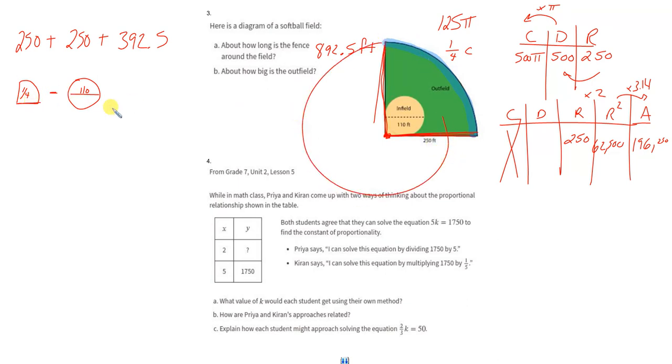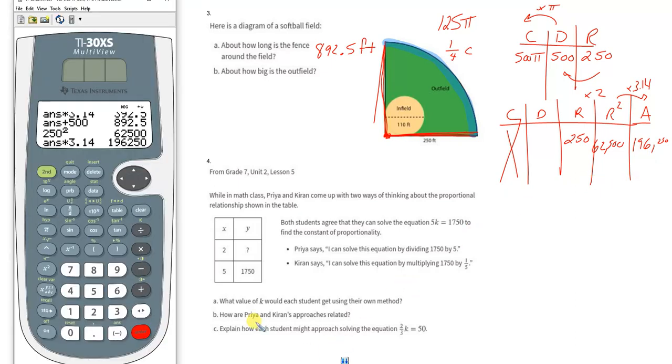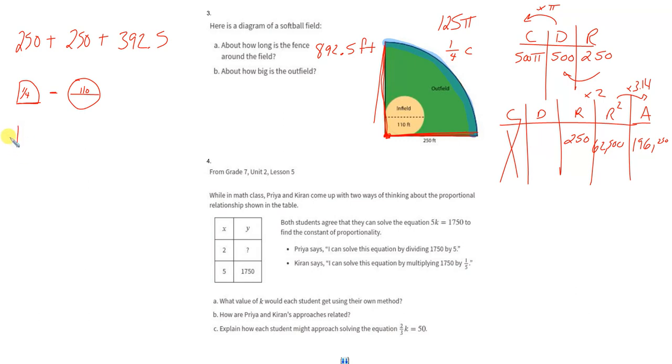We only want a quarter of that. So we need to take that big number and divide it by 4. So I'm going to divide it by 4. And that gives me 49,062 and a half. So 49,062.5 is the area of my quarter circle, including the infield.